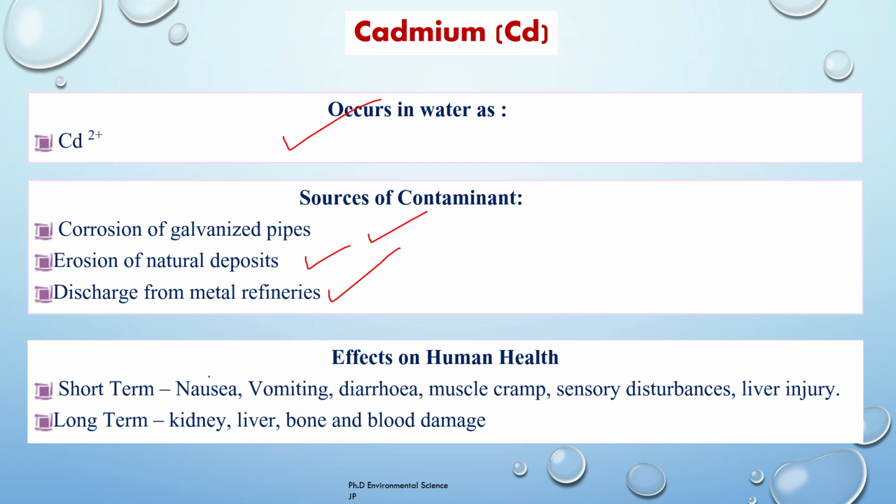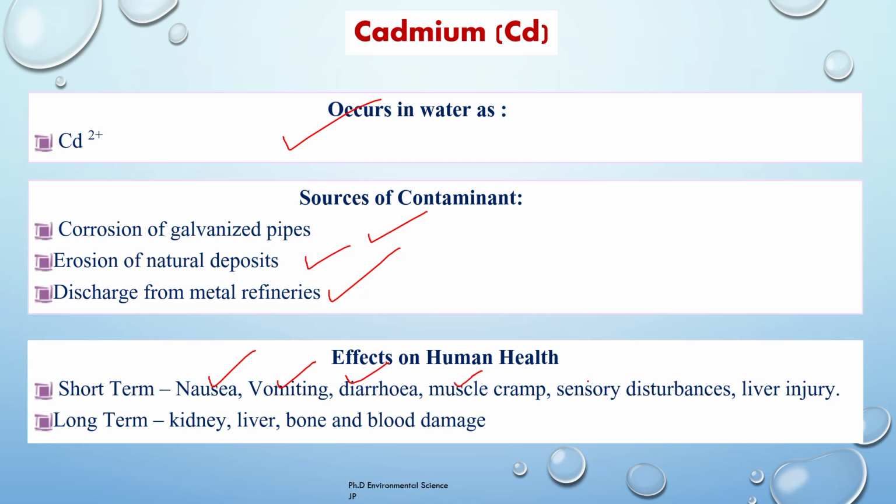Short-term effects include nausea. Cadmium ingestion can irritate the stomach lining, leading to feelings of nausea. Vomiting. Ingestion of cadmium contaminated water can cause vomiting as the body tries to expel the toxin. Diarrhea. Cadmium can cause gastrointestinal distress, resulting in diarrhea. Then acute exposure to cadmium may lead to muscle cramps and spasms.